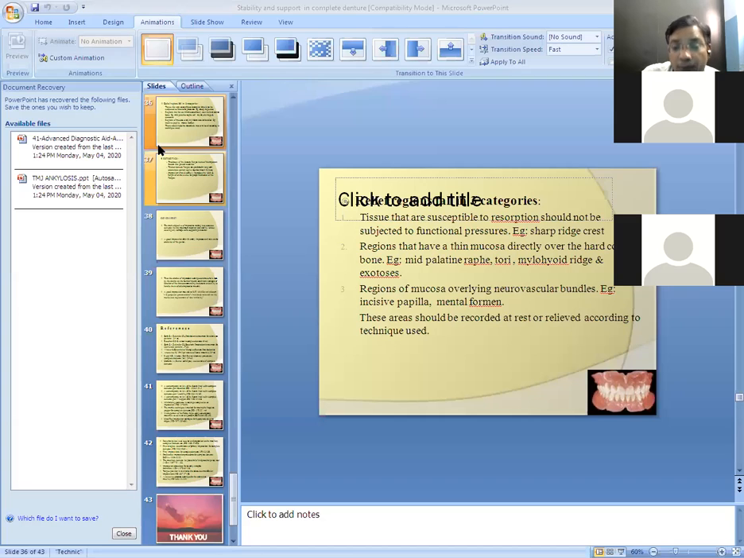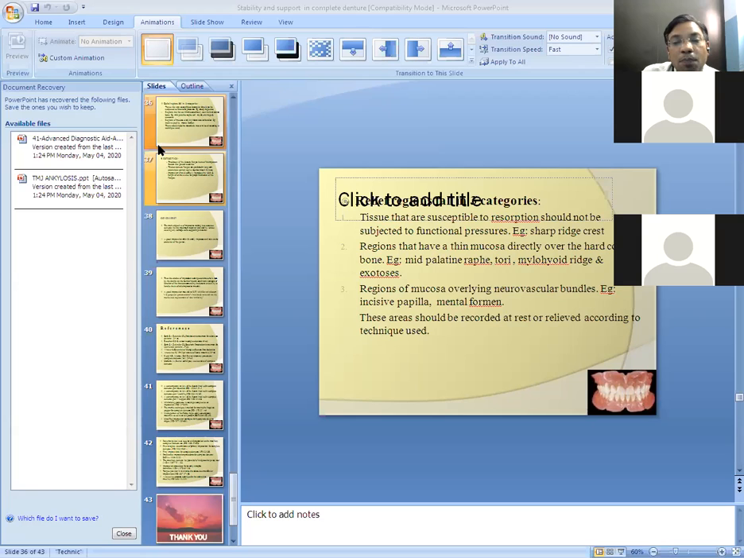What will happen if we apply pressure over the incisive papilla area? Then there will be pressure. That pressure obliterates the blood supply and nerve supply. What will happen if we obliterate by pressure the blood supply and nerve supply? Tingling and numbness of the premaxillary region occurs. That's why we have to give relief over the incisive papilla region. That is more important in denture fabrication.